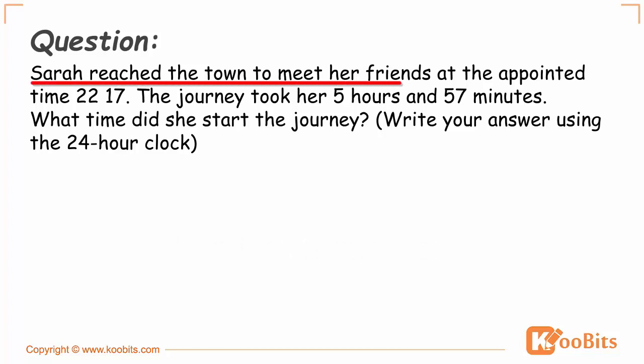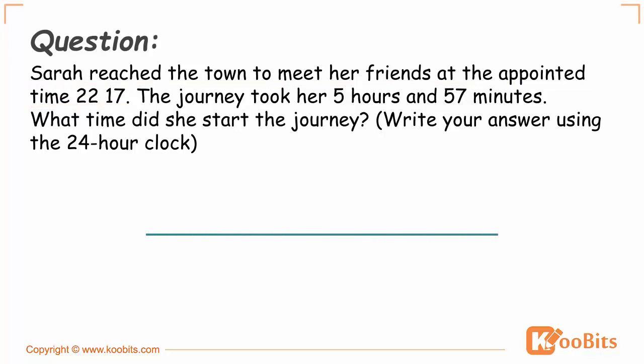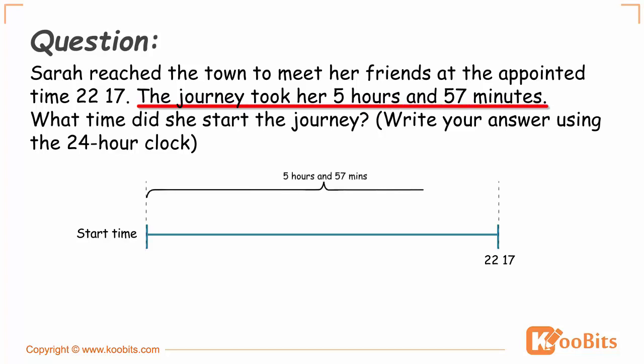Sarah reached the town to meet her friends at the appointed time 22:17. Let's use a timeline to help us solve this problem. Let's mark 2 points on the timeline. The first mark represents the time she started her journey. The second mark represents the time she reached the town. Let's label this 22:17. The journey took her 5 hours and 57 minutes. Let's label the duration between the 2 points as 5 hours and 57 minutes.